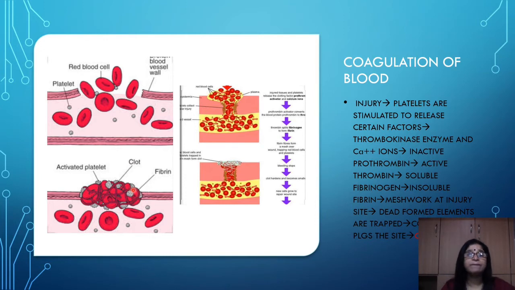So this is how our platelets help us. They prevent excessive loss of blood through this process of coagulation by forming the thrombus. That is why platelets are also called thrombocytes.